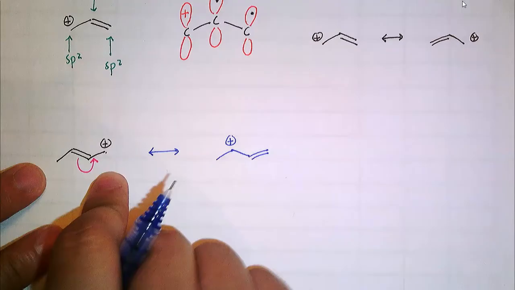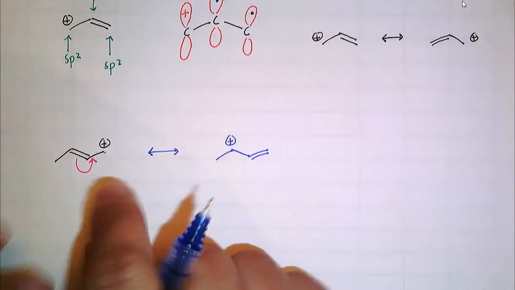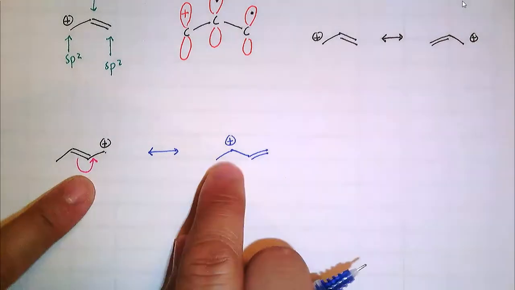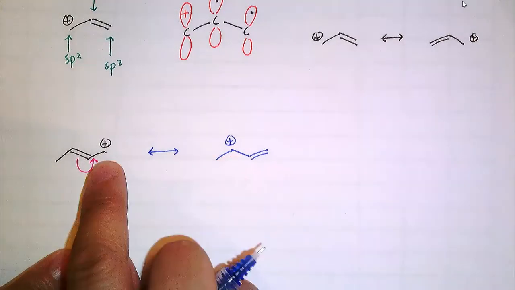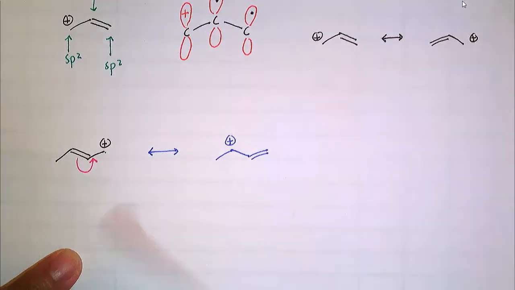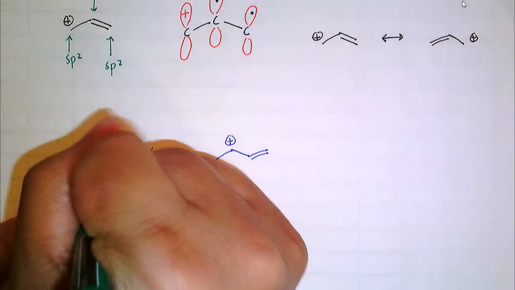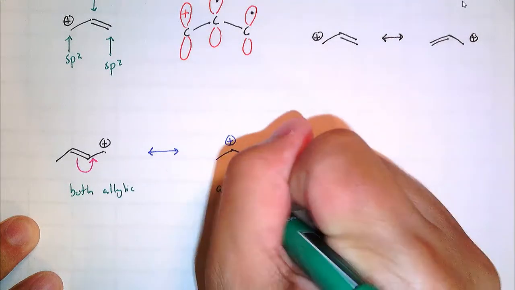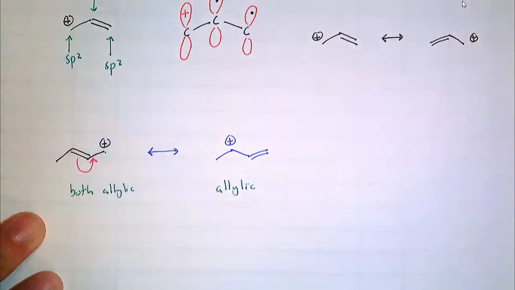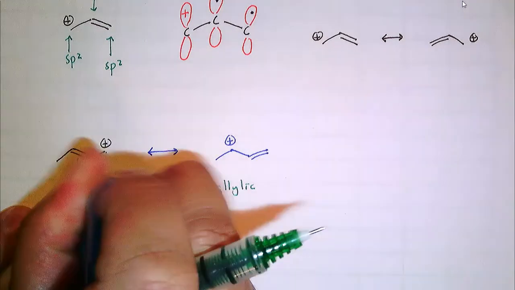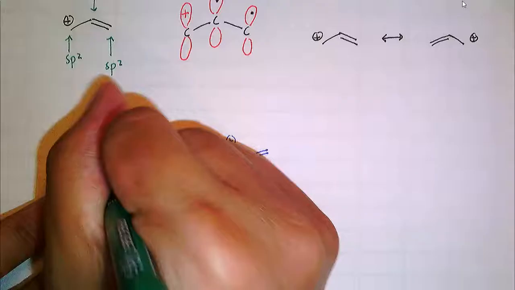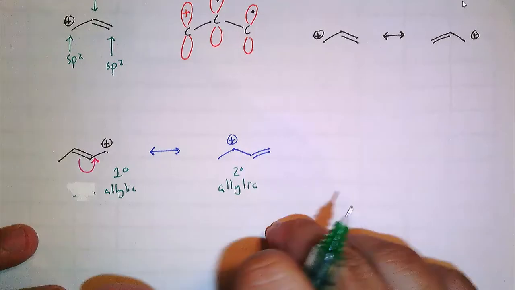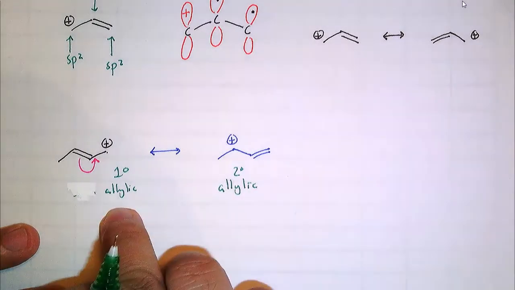And over here, how did I show that it's not just rotating the molecule or flipping it? Because literally we have a secondary carbocation and here we have a primary. But they're both allylic. One's primary and one's secondary. So yes, one is more stable, the secondary allylic, because this is primary.